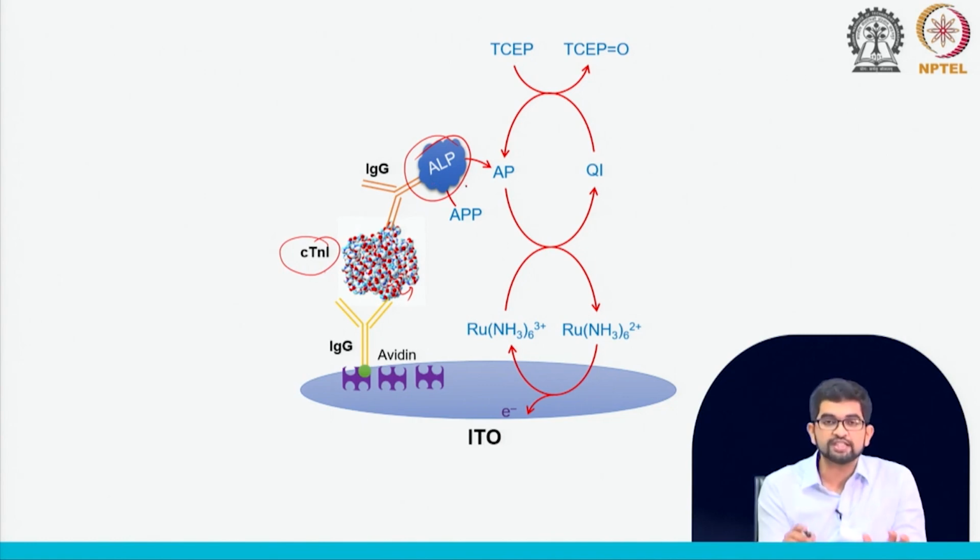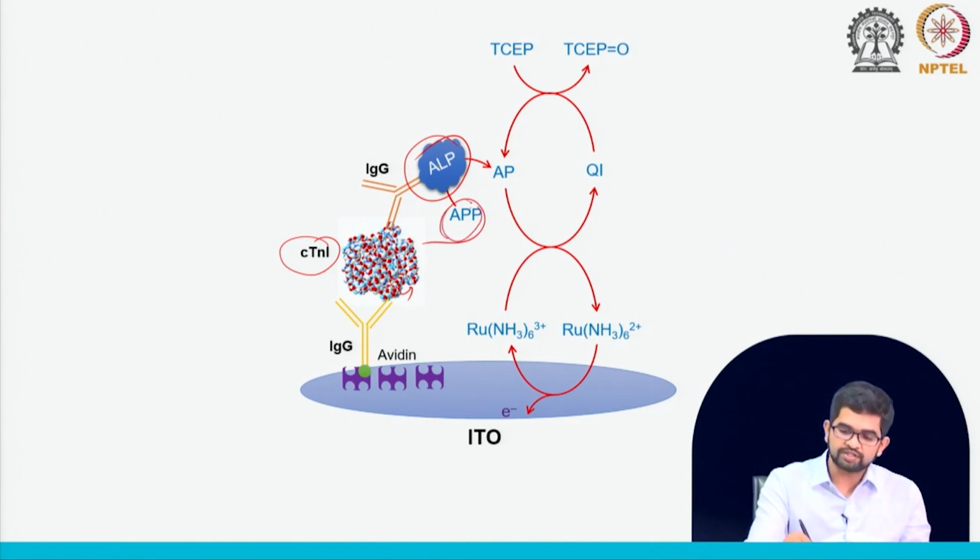Now, for this enzyme we need a substrate, right, because the enzyme will not directly participate in the redox cycling. So, you can say that some active material will form by using this enzyme, and that material will take part in the redox cycling. Okay. So, we will use a substrate like APP, aminophenyl phosphate. This is just a substrate for ALP. Now, when this substrate reacts with ALP, it will form AP. AP is aminophenol.